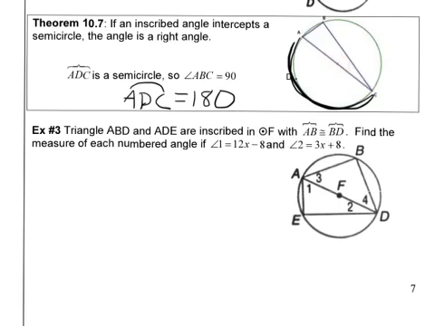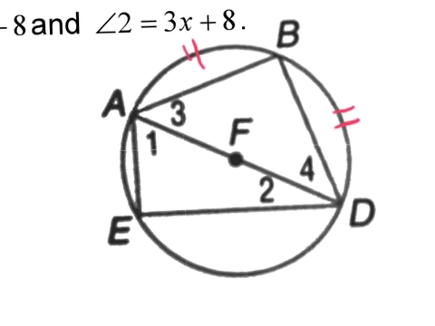So here I have triangles ABD and ADE inscribed in circle F. So F is the center. With arcs AB and BD being congruent, that's important, so let's mark it. Find the measure of each numbered angle if angle 1 equals 12x minus 8 and angle 2 equals 3x plus 8. Okay. Let's zoom in here first. Because you may be tempted to solve 1 and 2 first, but I think 3 and 4 are actually easier. So let's take a look.